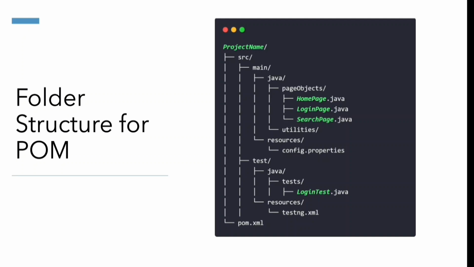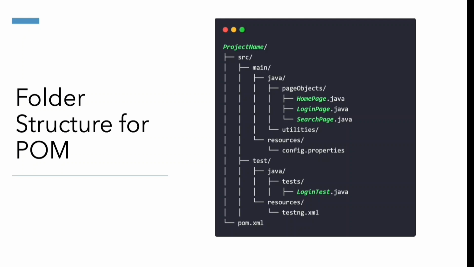So first is the project name. Inside the project we have the src or source folder. Inside the source folder we have main and test. Inside main we have java. Inside java we need to create the page object package. Inside the package we define our HomePage.java and LoginPage.java. There we add our web elements or locators, and all those things should be on the page object.